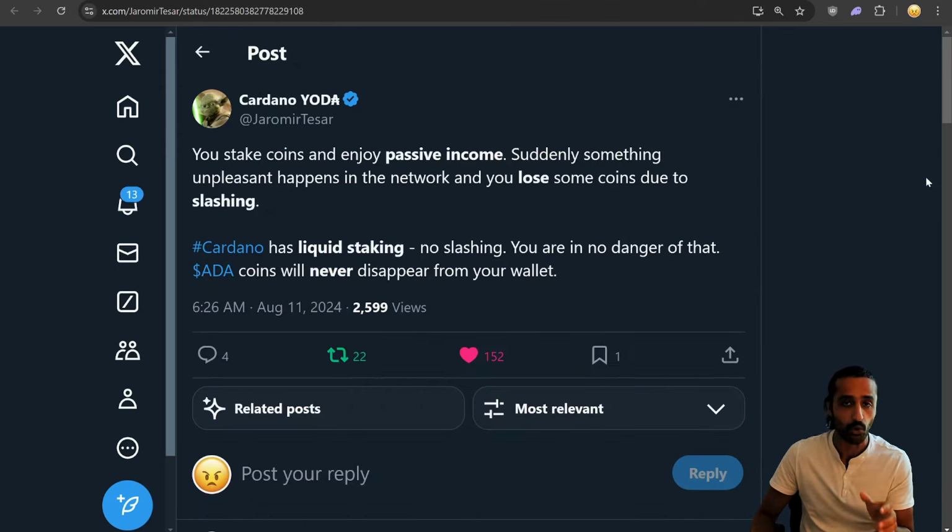You stake coins and enjoy passive income. Suddenly, something unpleasant happens in the network and you lose some coins due to slashing. Well, guys, Cardano has liquid staking. No slashing. You are in no danger of that. ADA coins will never disappear from your wallet. It doesn't leave your wallet.